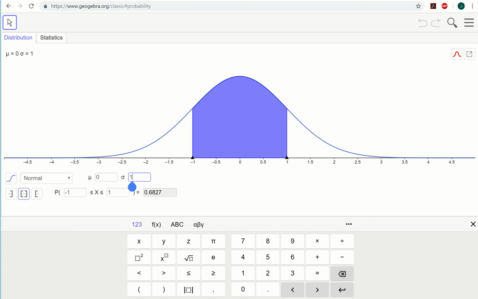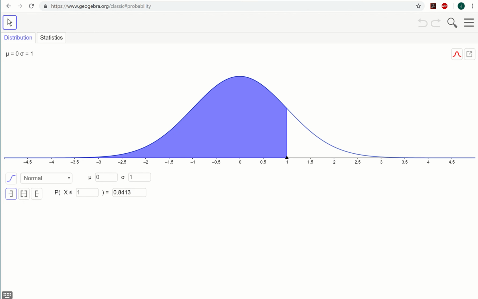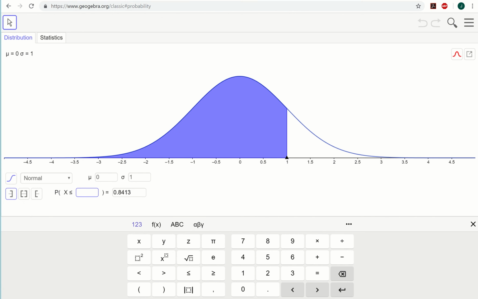So finding z less than or equal to negative 0.3, we can go less than or equal to, edit that to negative 0.3, and get out 0.3821.